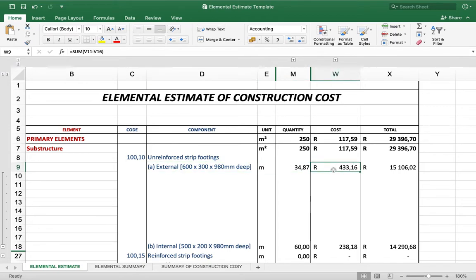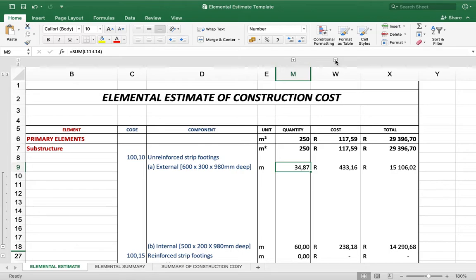Compile the rate for that component. And if you have 100% accurate quantities, but your rate is incorrect, then your estimate would be incorrect. So your rate is just as important as your quantities.